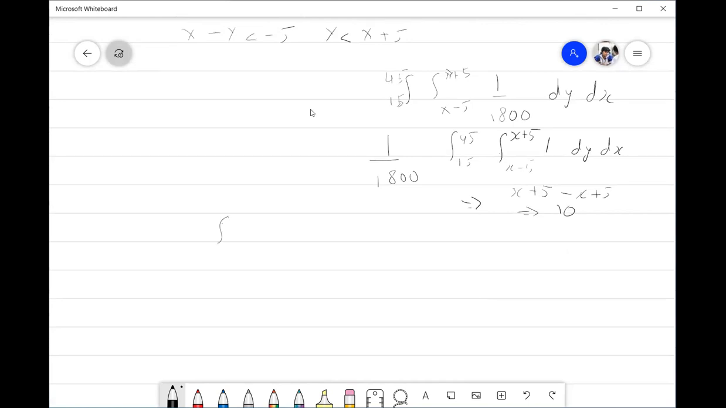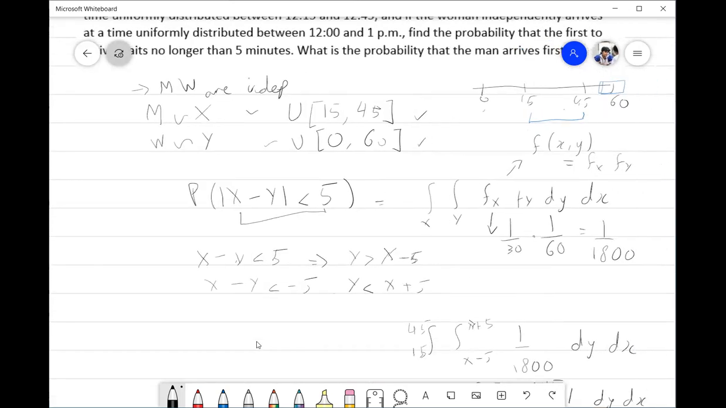Now I have to input the x limits here. So I integrate 10 with respect to x, which gives 10x from 15 to 45. 450 minus 150 is 300. So 300 upon 1800, which is 1 upon 6. Is this the answer you're getting? Because I think this is what the answer should be. Again, it's a very basic calculation. I don't know why I got confused, but this is what the answer should be. Great, other people also got this answer. Thank you. So we're done with part A.